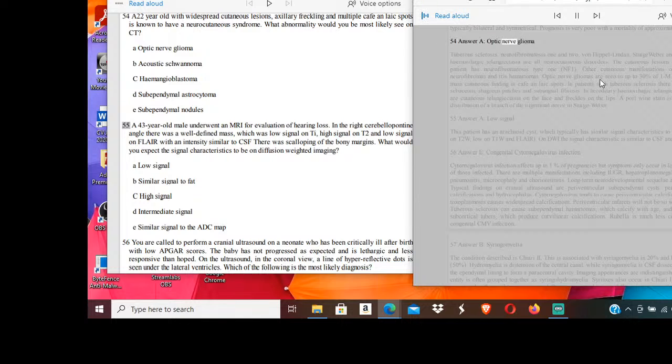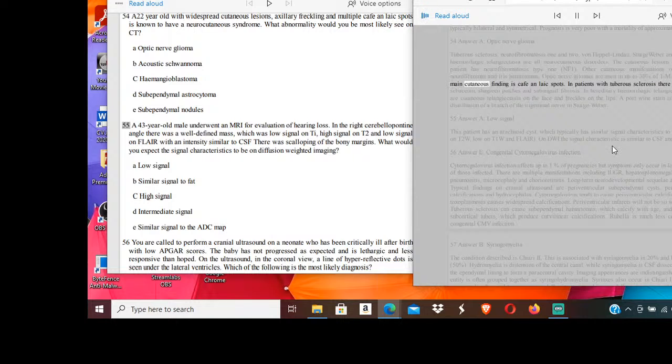54 Answer A, optic nerve glioma. Tuberous sclerosis, neurofibromatosis 1 and 2, von Hippel-Lindau, Sturge-Weber, and hereditary hemorrhagic telangiectasia are all neurocutaneous disorders. The cutaneous lesions suggest this patient has neurofibromatosis type 1, NF1. Other cutaneous manifestations of NF1 are neurofibromas and iris hamartomas. Optic nerve gliomas are seen in up to 30% of NF1.